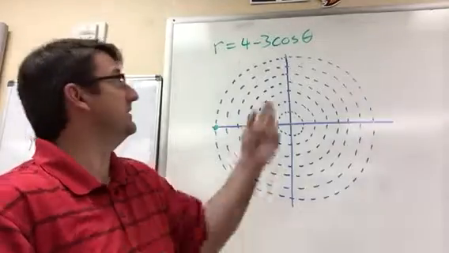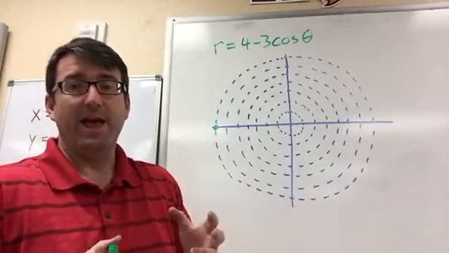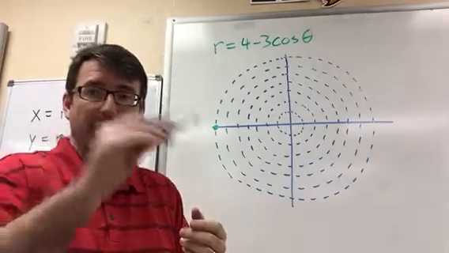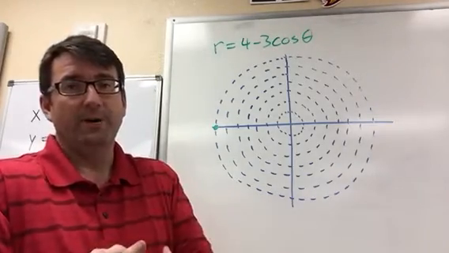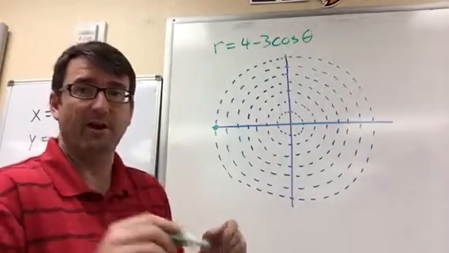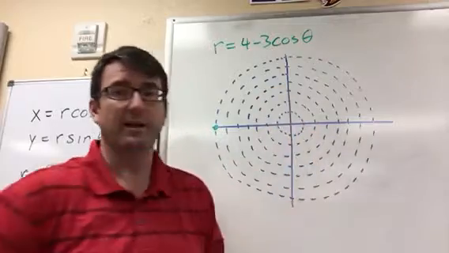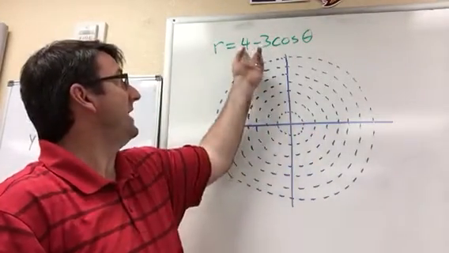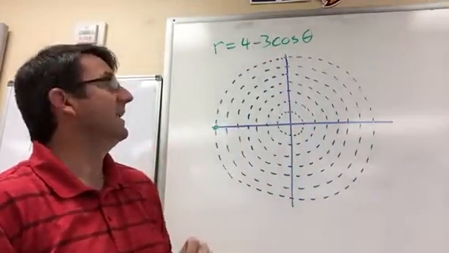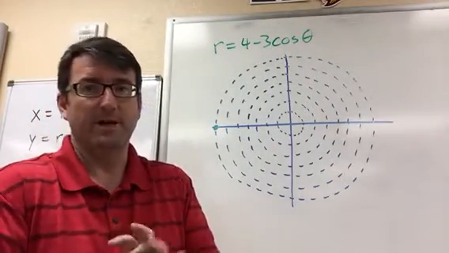All right, next we need to look at the relationship between a and b. If a is less than b, that's going to give us our inner loop. If a is equal to b, then that's going to give us our cardioid. That's the one that's going to come all the way into the center, and it's going to look like a heart. If a is a little bit more than b, then that's going to give us our dimpled limaçon.